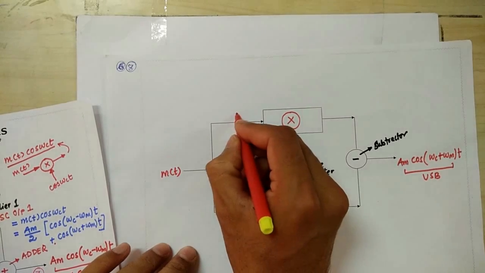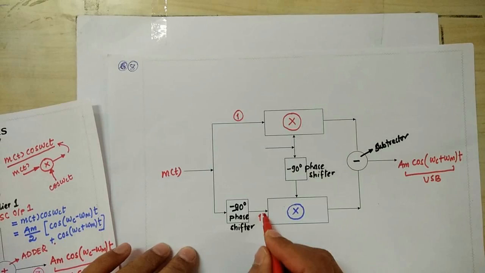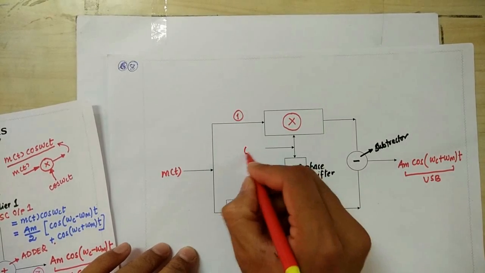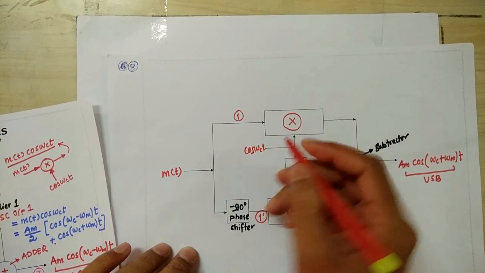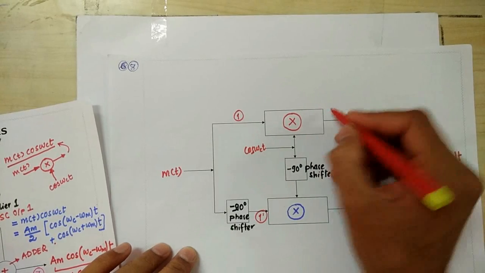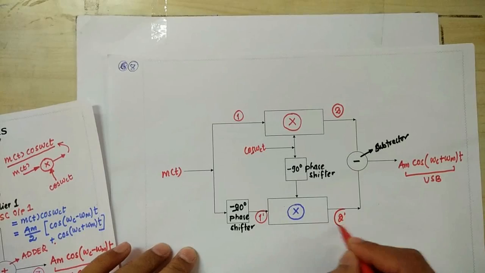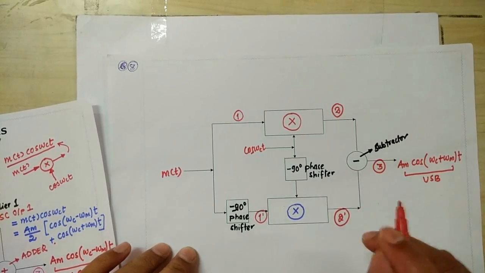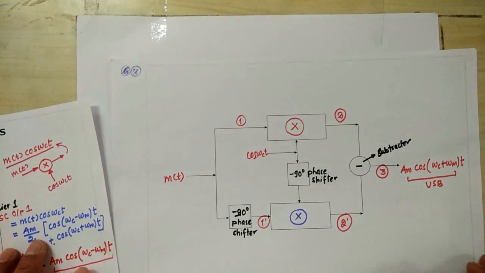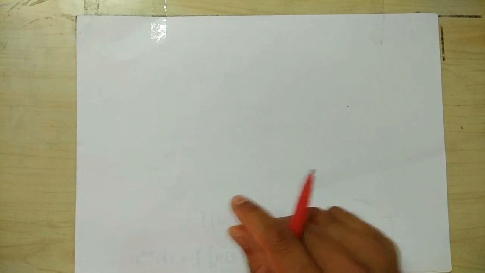This is point number 1, this is point number 1 dash, all others are same. This is cos omega c t, this is just the multiplier, and this is point number 2. I can write this is point number 2 dash, this is point number 3. So by using these two, we can generate our LSB and USB.